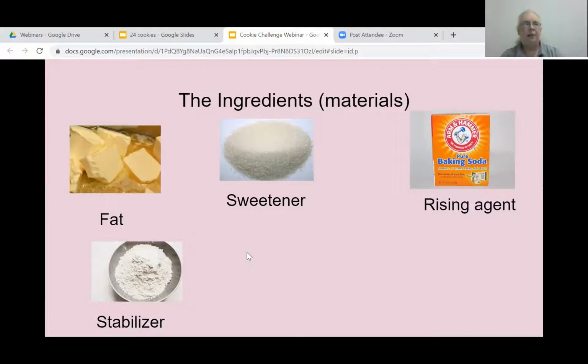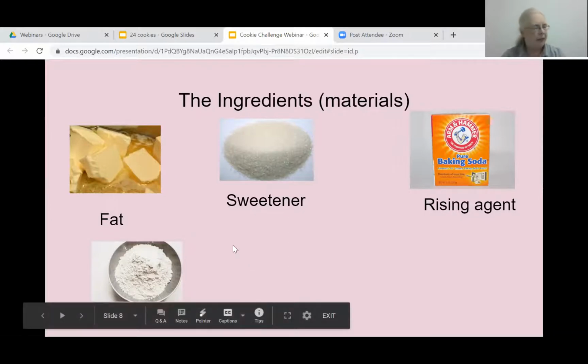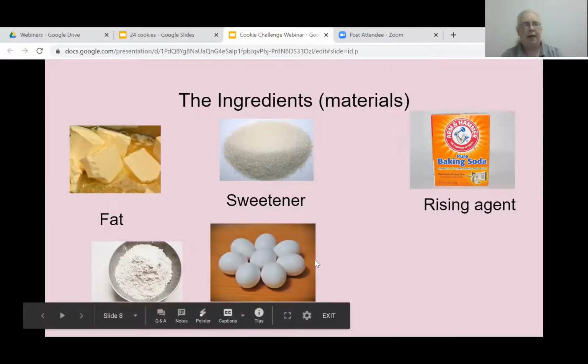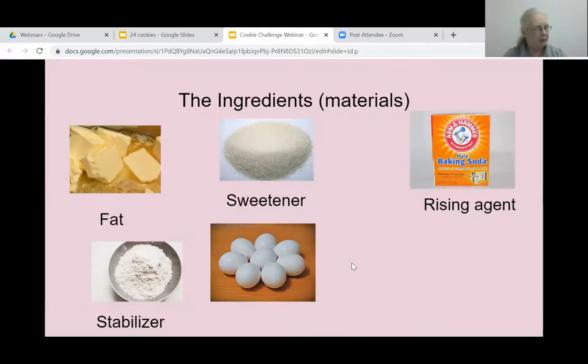And finally, because we need one other thing that all cookies must have, a binding agent, a liquid of some sort. Maybe water or eggs is a very good one, because what eggs do will determine if it rises or spreads. You can substitute depending on allergies. For example, eggs can be changed with honey.